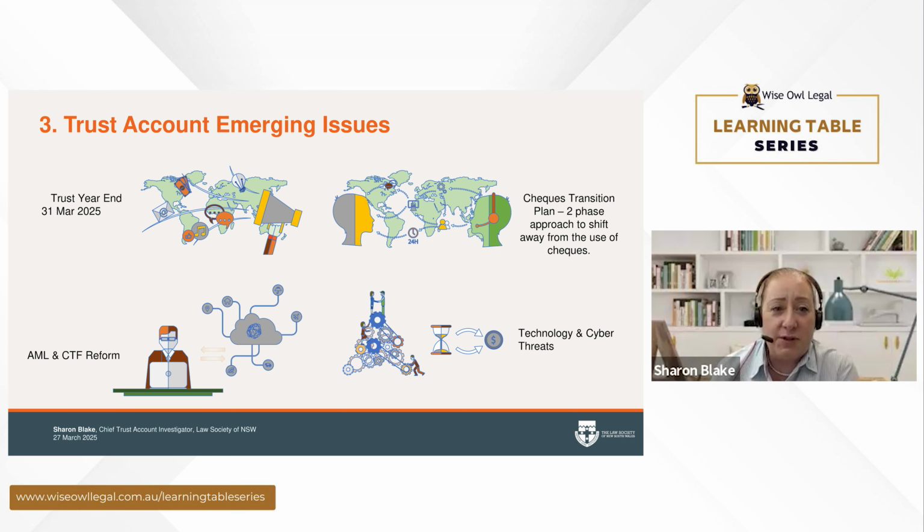There will be a staged commencement for solicitors who provide designated services. Solicitors will be required to assess the services they provide and any associated money laundering and terrorism risks and enroll with the regulator, who will be AUSTRAC. The obligations for solicitors providing a designated service will broadly commence in July 2026.